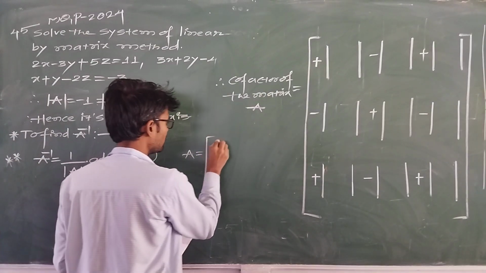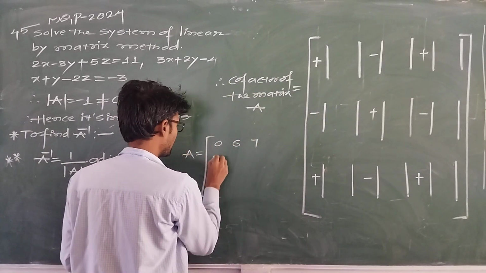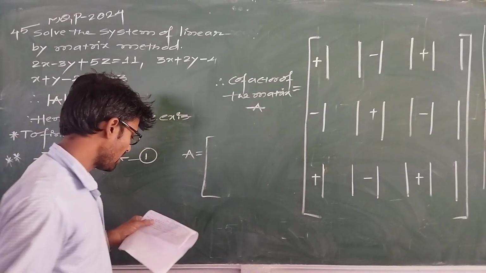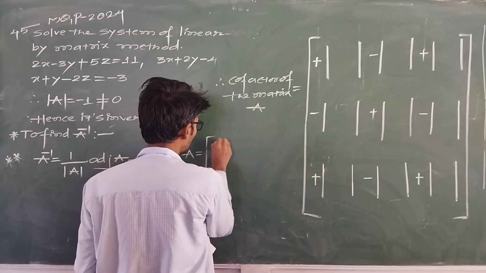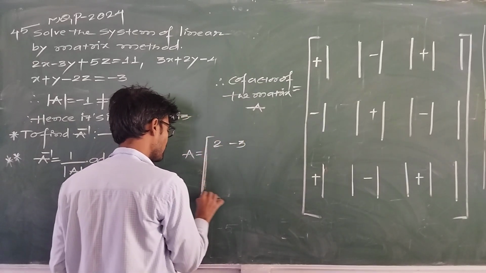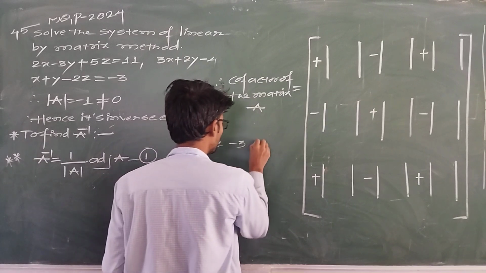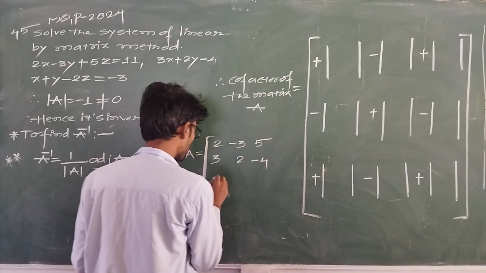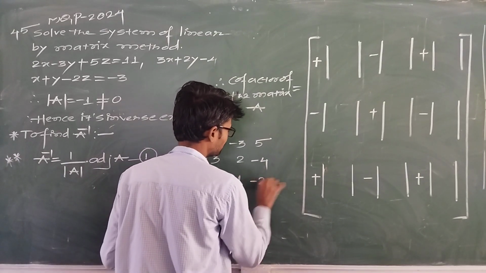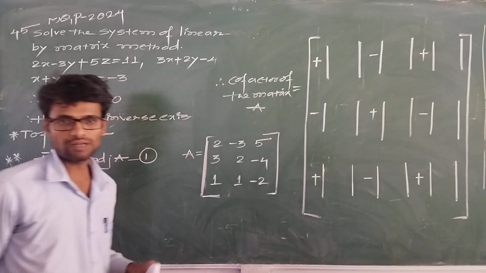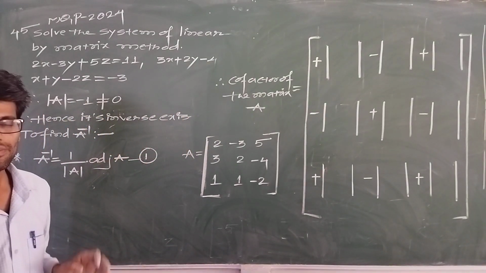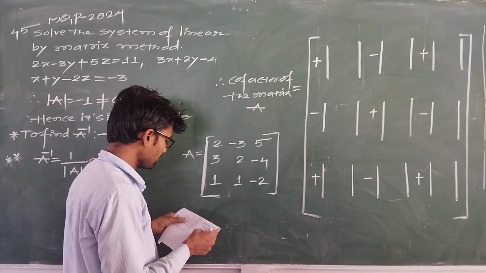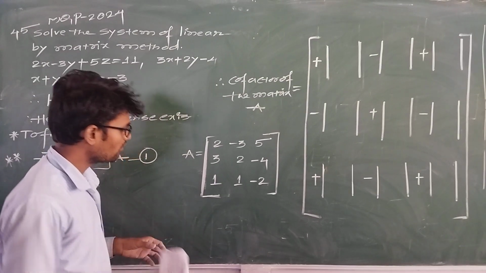The coefficient matrix is 2, minus 3, 5, 3, 2, minus 4, and 1, 1, minus 2. So this is the coefficient matrix. Pause the video and check back whether the values are correct or not. Its values are 2, minus 3, 5; 3, 2, minus 4; and 1, 1, minus 2.